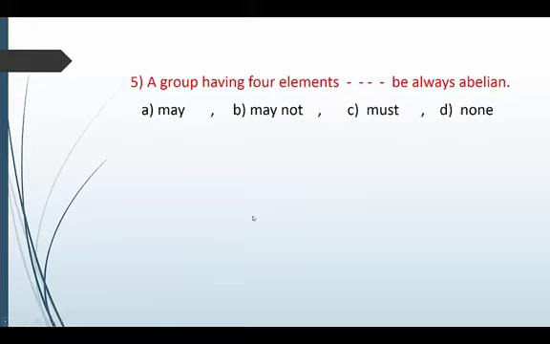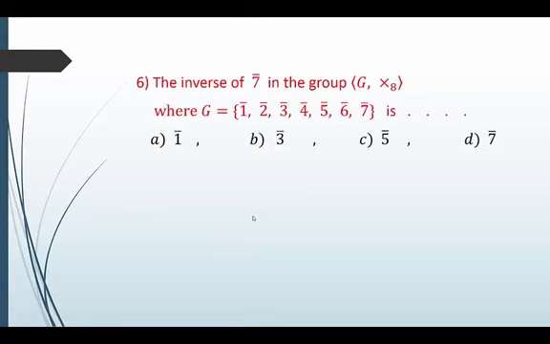5. A group having 4 elements dash dash be always abelian. Must be abelian. A group having 4 elements must be abelian. Sixth, the inverse of 7 in the group G multiplication 8, where G is modulo 8 means 1, 2, 3, 4, 5, 6, 7. Then inverse of 7 is again 7.